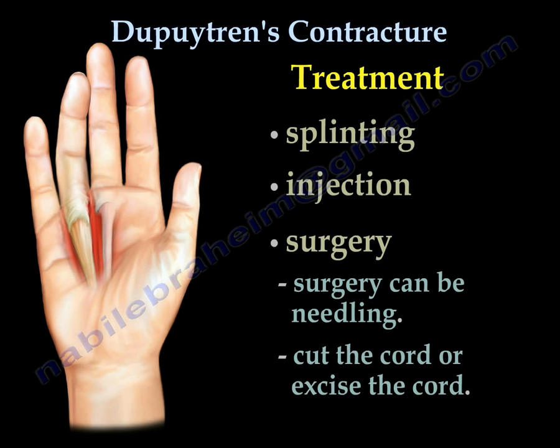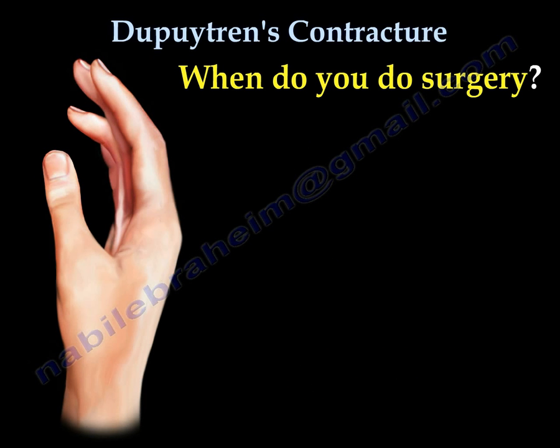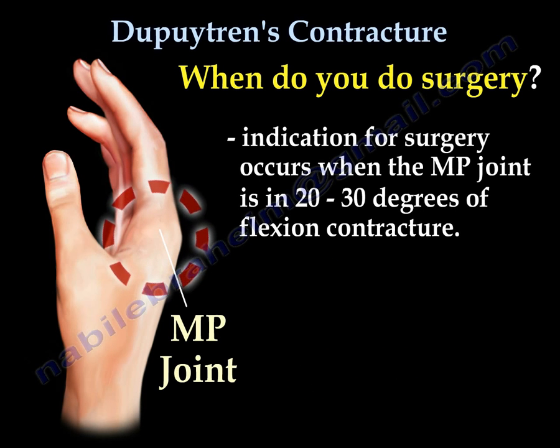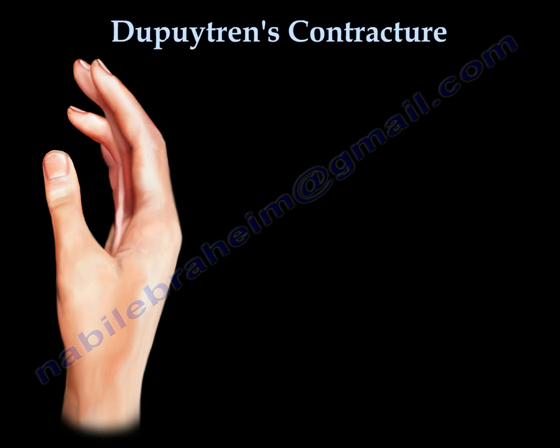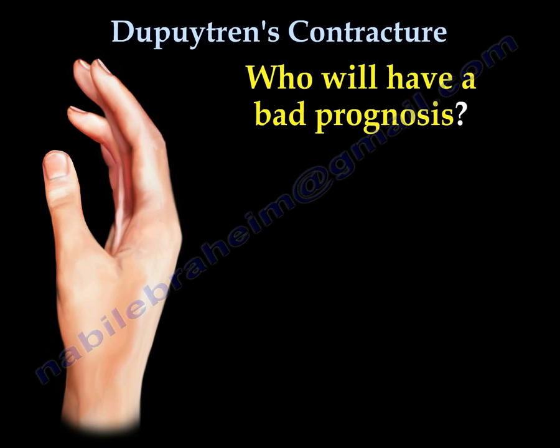Treatment: splinting, injection, or surgery. Surgery can be needling surgery, or we can cut the firm cord or excise that cord. When do you do surgery? We do surgery when the MP joint is in about 20 to 30 degree of flexion contracture, or any degree of PIP flexion contracture.